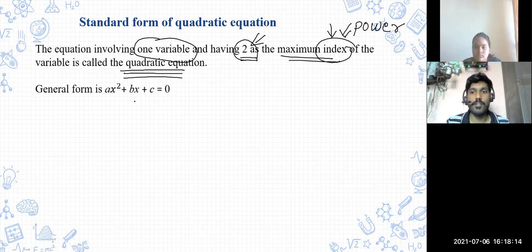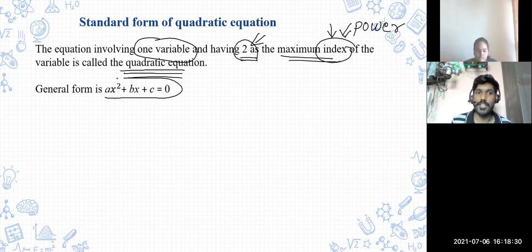Now see, this is a general form of a quadratic equation, also called a standard form. The general form or standard form of a quadratic equation is ax square plus bx plus c is equal to 0. Now note one thing, in this x is a variable, and the maximum or the highest power of x is 2, and there is an equal to sign. So such type of equation is called a quadratic equation.